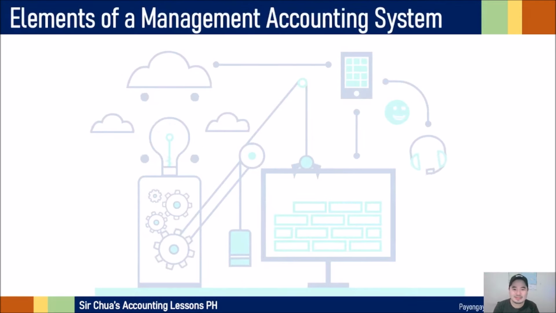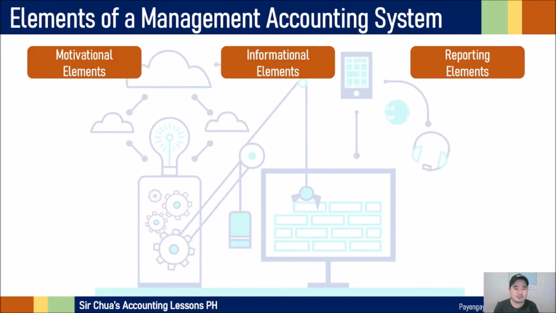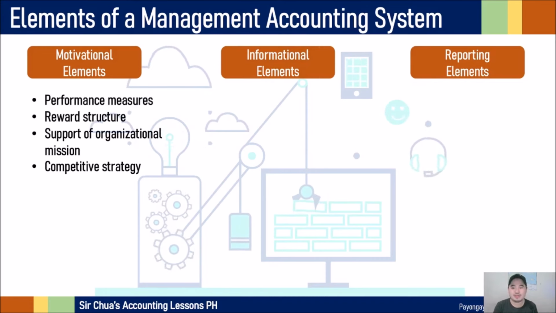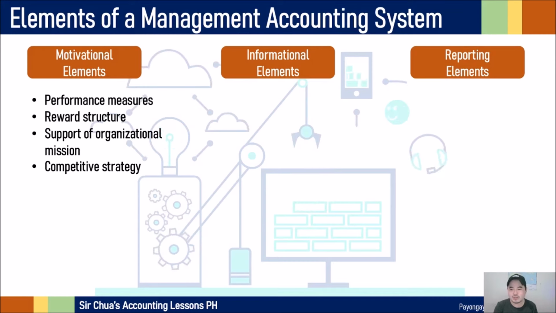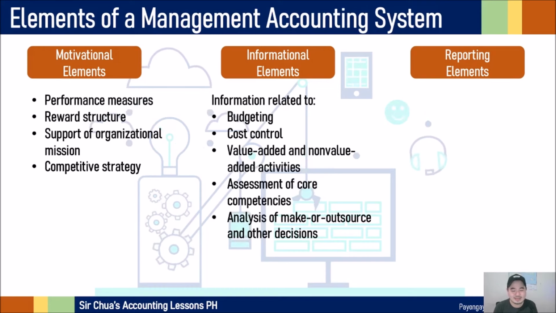Okay, so these are the elements of a management accounting system. We have motivational, informational, and reporting elements. Motivational elements include performance measures or any rewards that you need to give, support for the mission of the organization, and competitive strategy. And then we also have the following informational elements like budgeting, cost control, value-added activities and non-value-added activities, core competencies, analysis of make or outsource, and other decisions. So basically, these elements provides information. Kaya siya tinawag na informational elements.